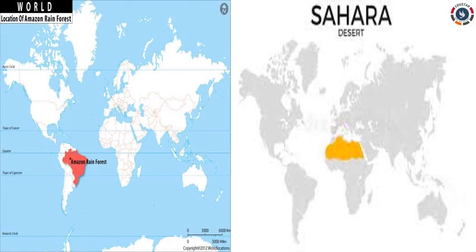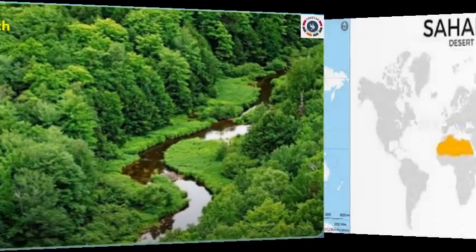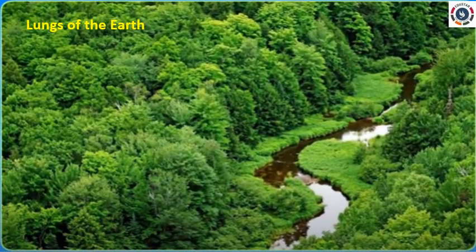The equatorial region has an extreme climate. It has the world's densest rainforest like the Amazon forest and driest desert like the Sahara desert. The Amazon rainforest is often called the lungs of the earth. Do you know why? Because the Amazon rainforest absorbs a large amount of carbon dioxide and produces oxygen. That is why it is often called the lungs of the earth.